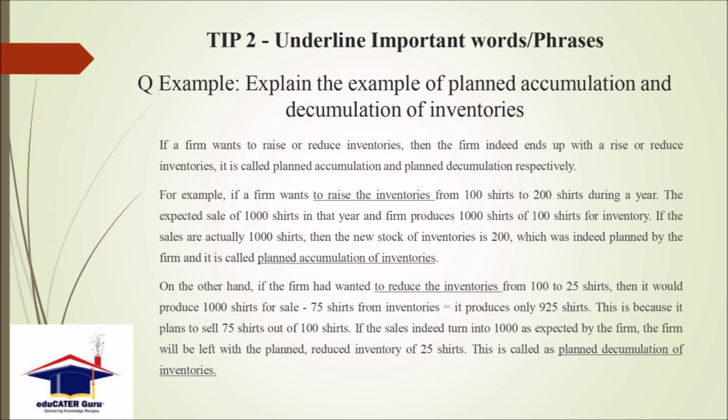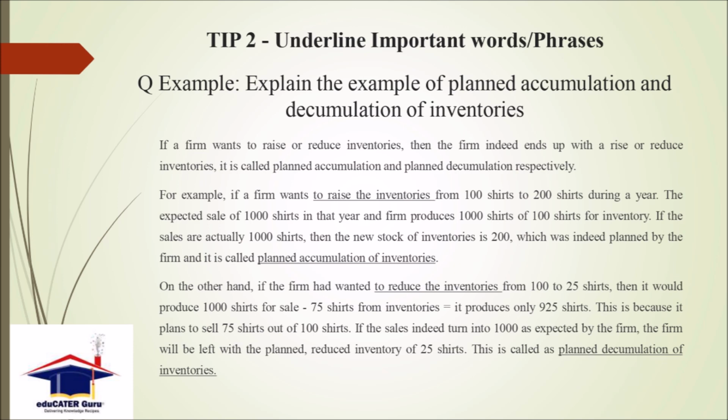If you can see in this question, explain the example of planned accumulation and decumulation of inventories. I have underlined the important points here. So this catches the eye of the valuer, and he need not have to spend time reading the whole of your answer, and he will get to know exactly what you're trying to say. So here I have underlined, to raise the inventories, it is called planned accumulation. When it is reduction of inventories, it is planned decumulation.